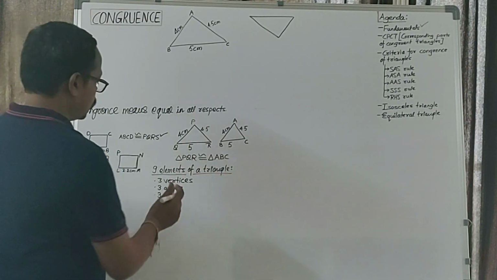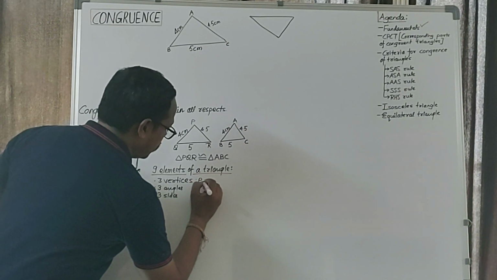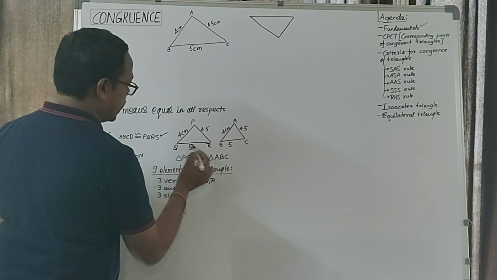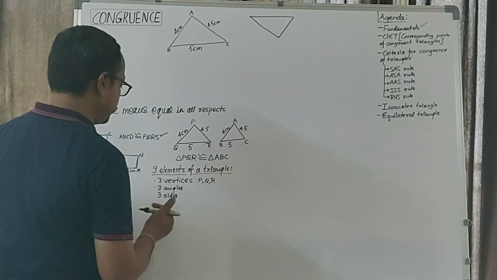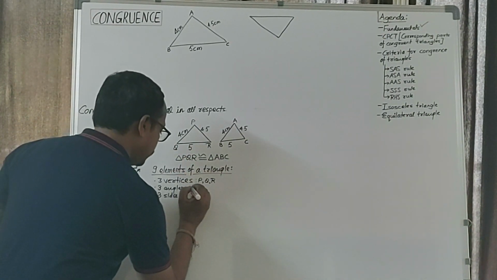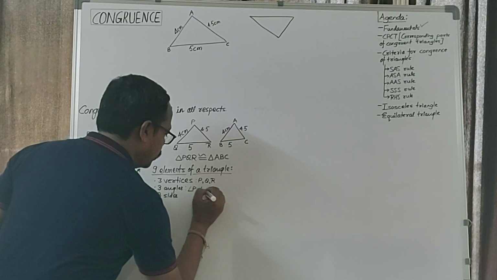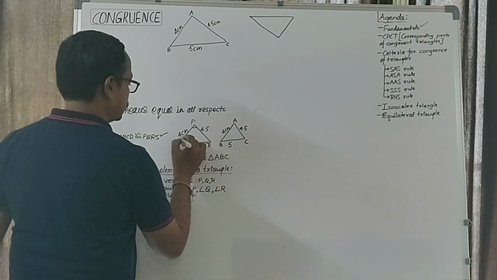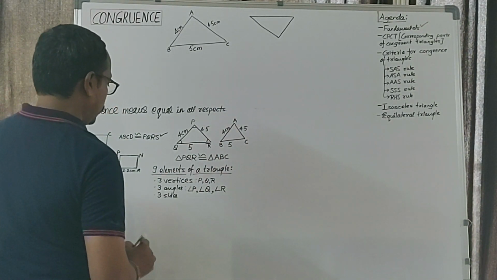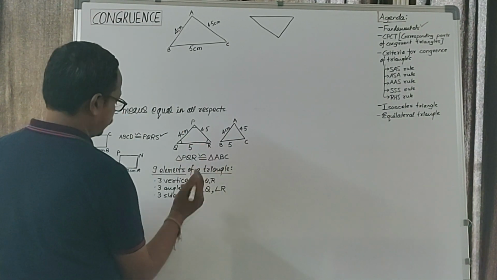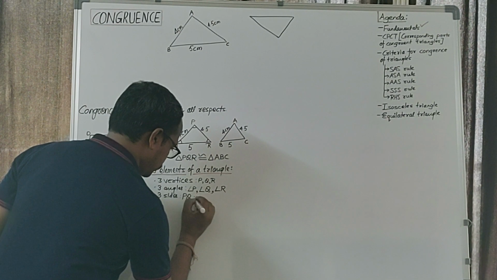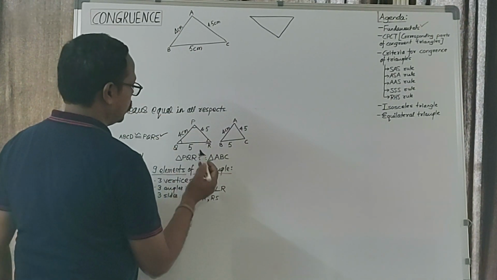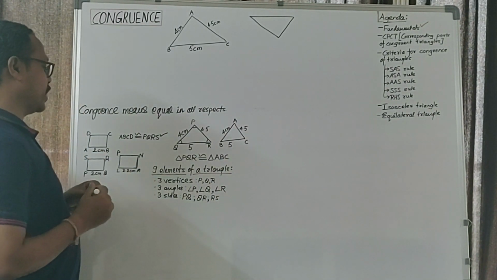So take this PQR. How many vertices are there? You will write P, Q, R. So they are the vertices: one vertex, second vertex, third vertex. There you will say 3 vertices. How many angles are there? 3 angles: angle P, angle Q, then angle R. This angle, and this angle. And how many sides do they have? A triangle has 3 sides, of course. Name the sides, please: PQ, QR, and it is RP. So, 9 elements of a triangle.